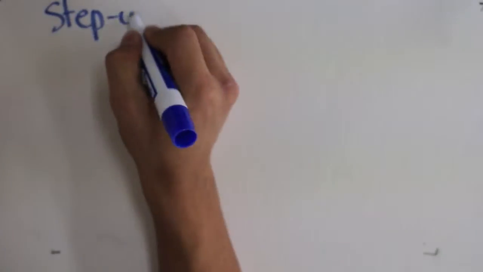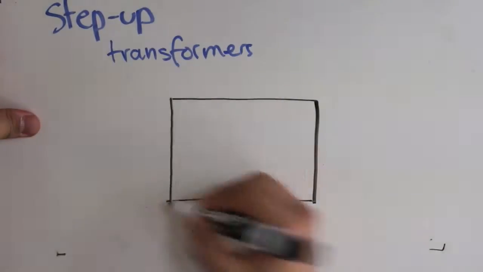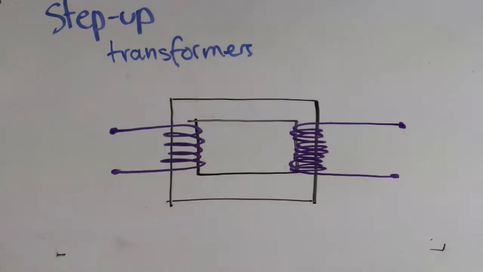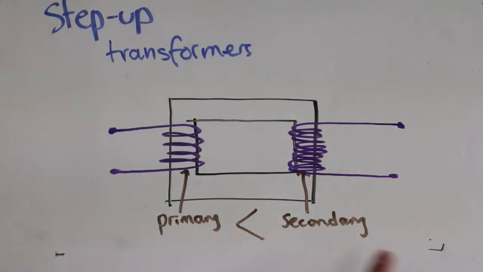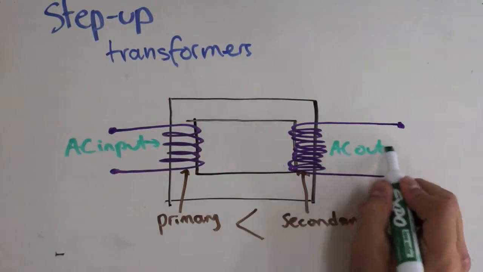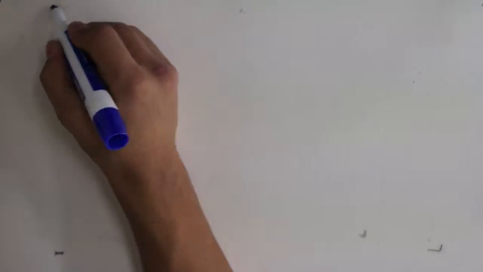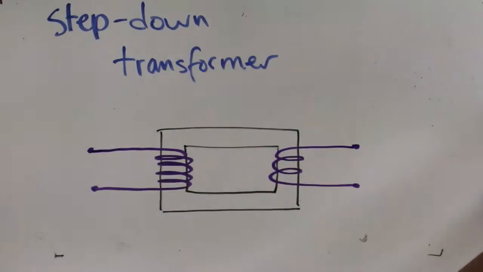So there are two types of transformers, a step-up and a step-down transformer. First, a step-up transformer has more turns on the output coil than on the input coil. Therefore, the output voltage is more than the input voltage. They're used in power stations to increase voltage in the overhead power lines. The step-down transformer has fewer turns on the output coil than on the input coil, therefore less voltage on the output.